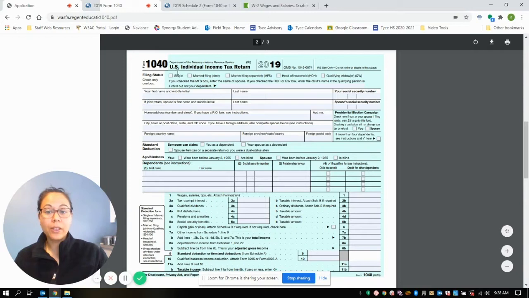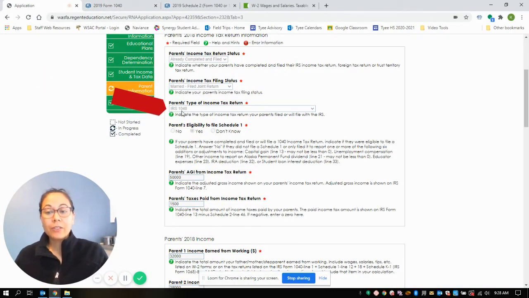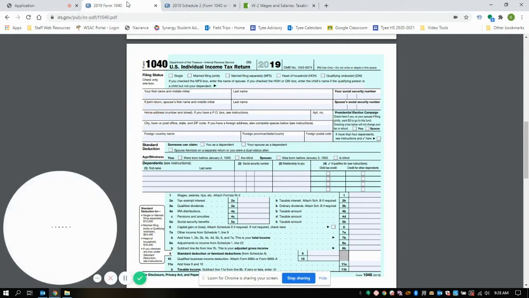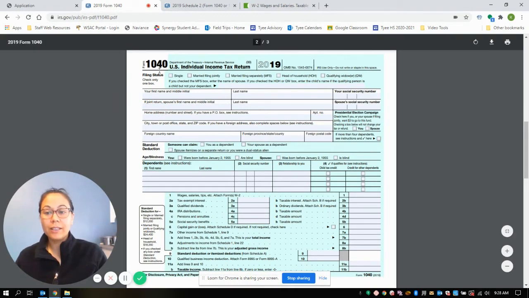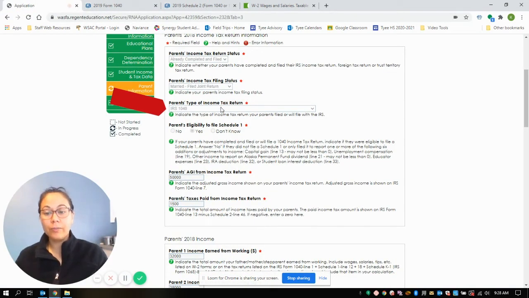Single, head of household, married filing joint return, or married and both parents are filing their own tax return. And then the type of tax return, again, is going to be right there at the top. So you can see this one is a 1040. So indicate which kind your parents did. And then parents' eligibility to file a Schedule 1. A Schedule 1 is to document income that is not from working. So this is income from things like if the parent lost wages and was receiving unemployment.